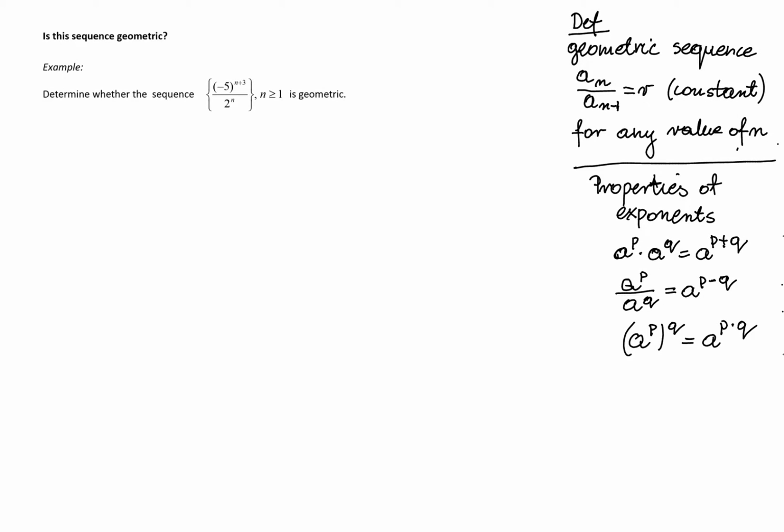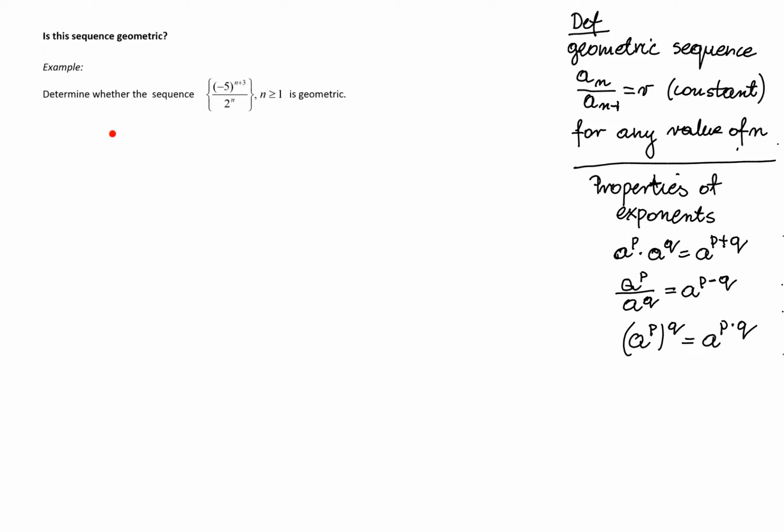To determine whether a sequence is geometric, we have to check whether the ratio a sub n over a sub n minus 1 is a constant, whether it is a constant independent of the value of n. If it is, the sequence is geometric. If that ratio contains the variable n, then the sequence is not geometric.